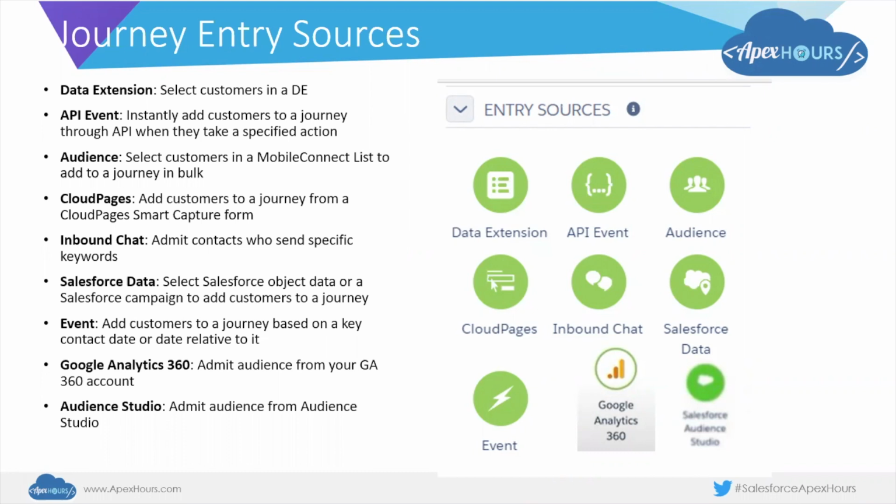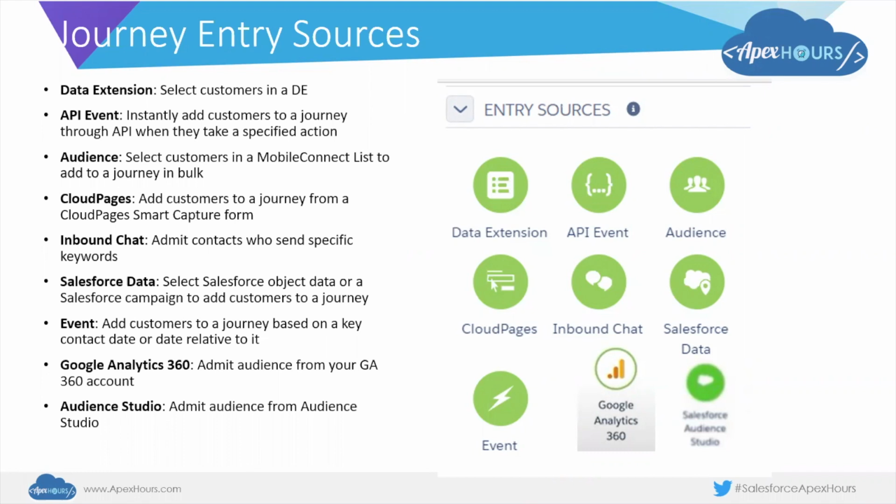The inbound chat is used to admit contacts. Whoever responds to the previous message with some specific keywords will be injected into the journey. The Salesforce data event: whenever an action like creating or updating an object record happens, then those contacts can be injected into the journey.